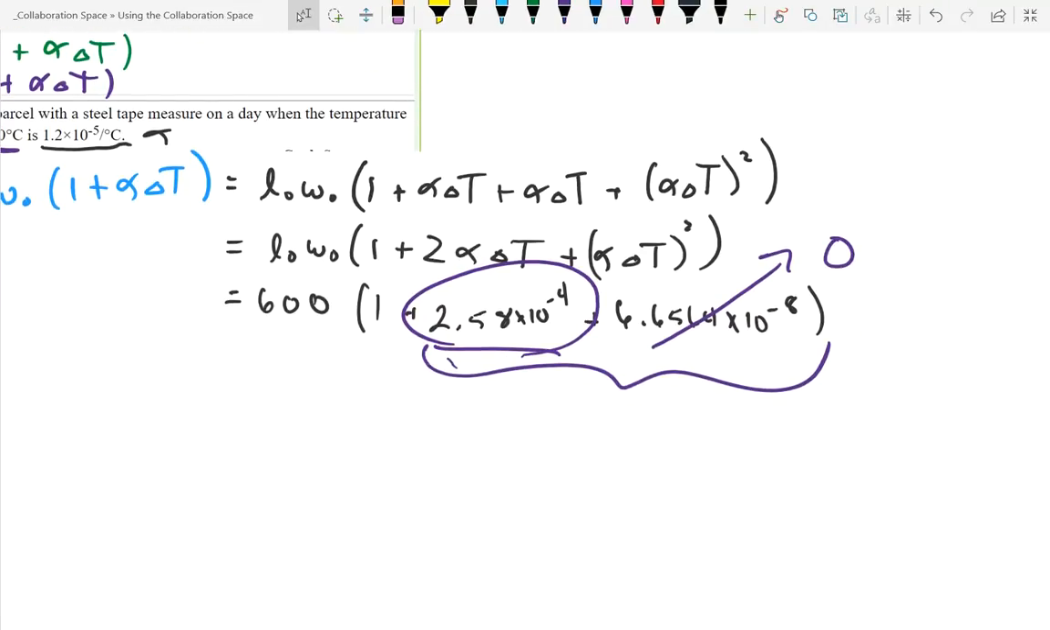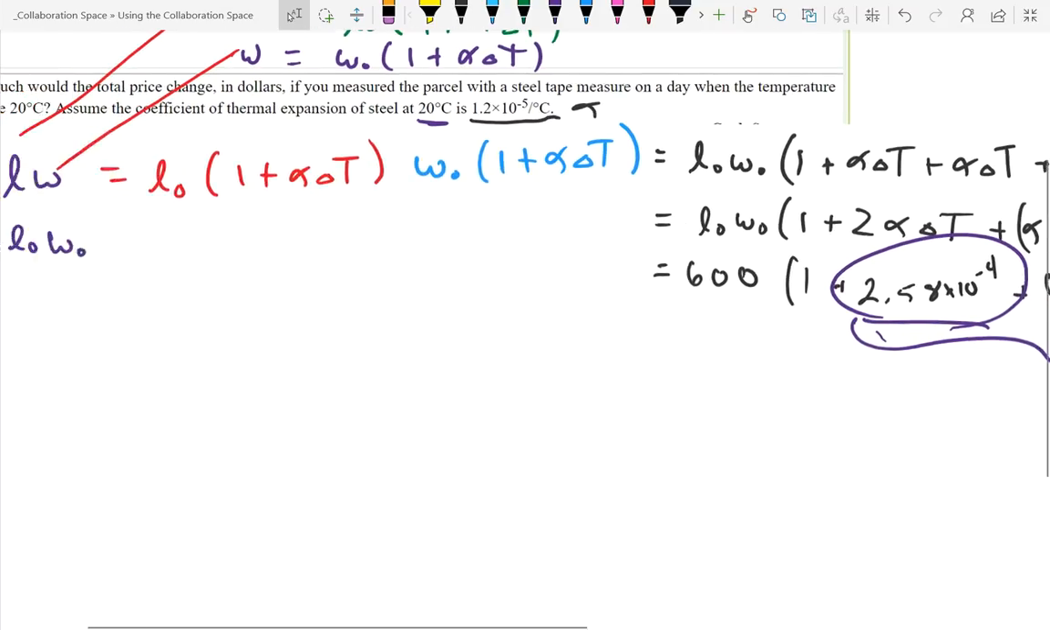Now, just for grins, we can take 1 plus 2.58 times 10 to the minus 4 plus 6.6514 times 10 to the minus 8. We can put it all together. It's not going to change our answer from 1 plus 2.58.